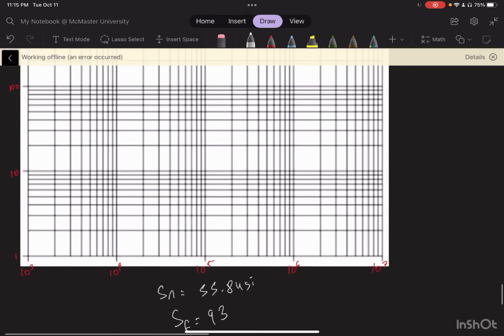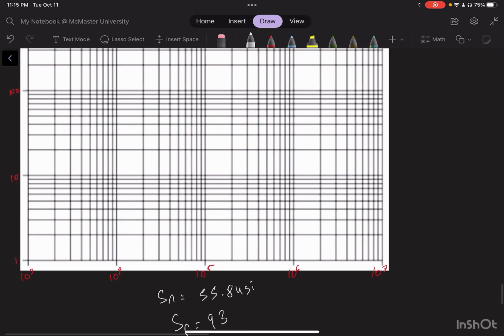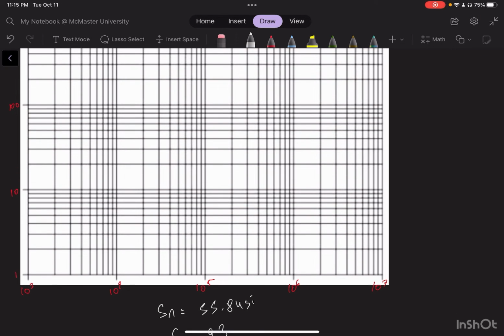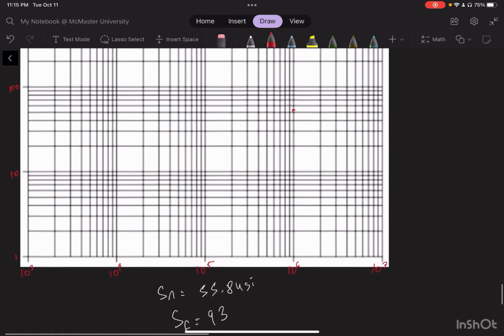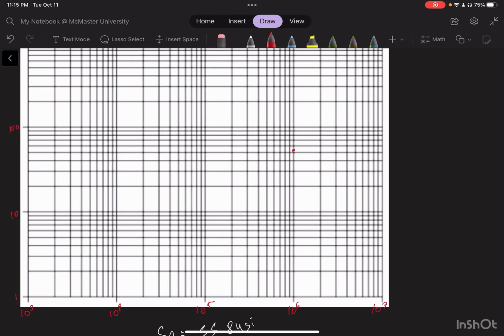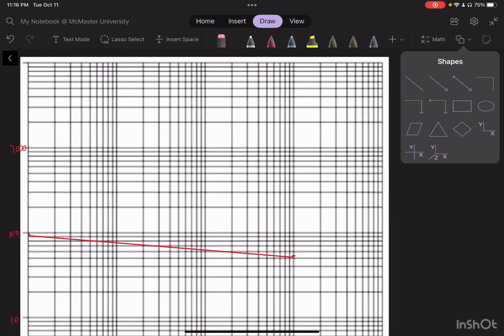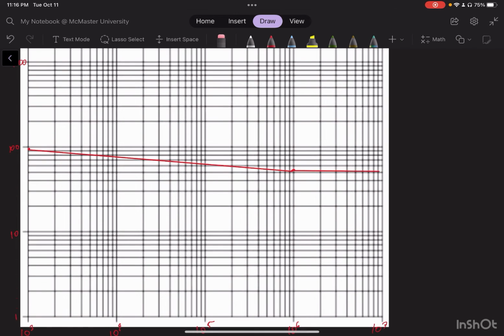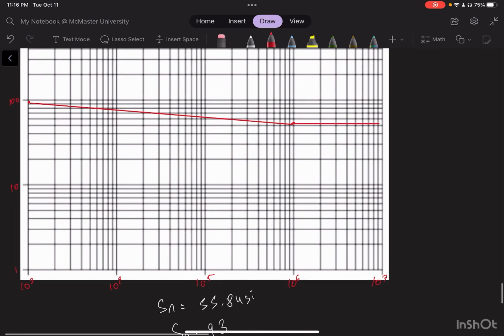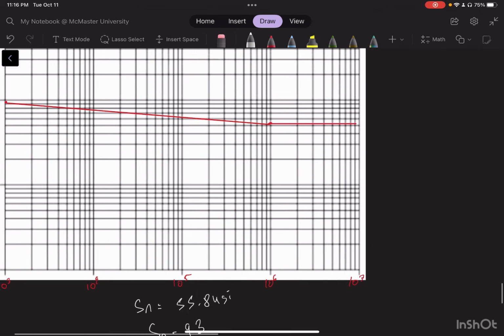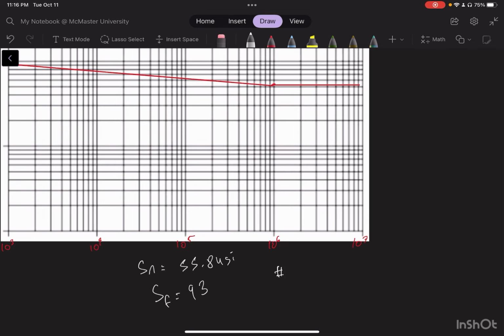So we put our Sn on the x-axis here, go up from 10 to the power 6 up to 55, which is about there, and then our 93, which should go on the y-axis here, about there, and we connect these 2 points using a line, and then we go beyond by using a horizontal line, and that would be our Sn curve for this. But we also have 2 other things we need to find, which is the number of cycles at 60 KSI and the stress at 3 times 10 to the power 4 cycles.